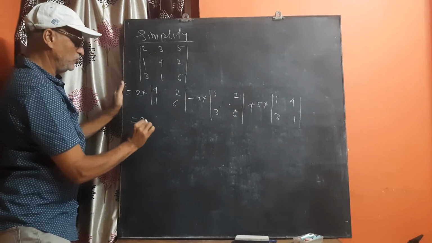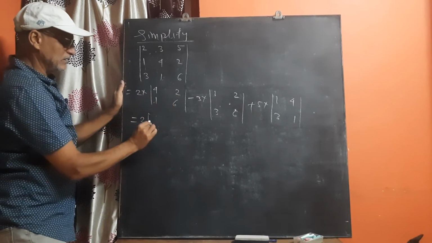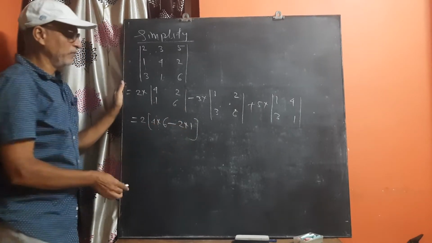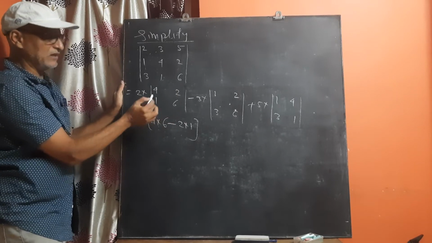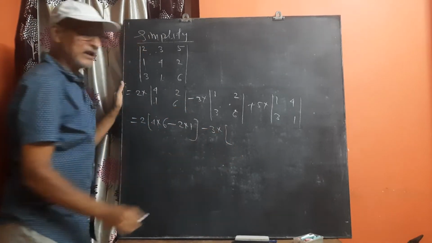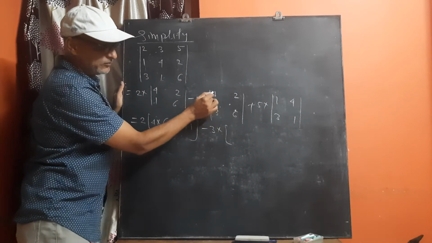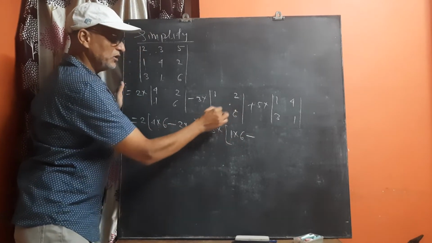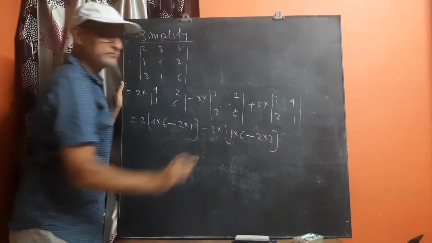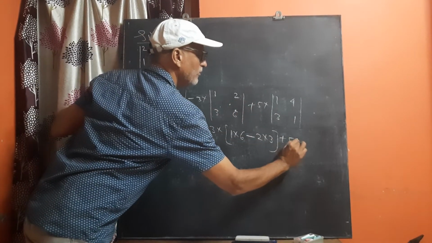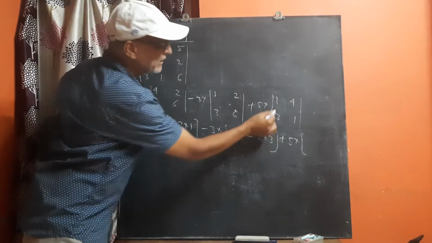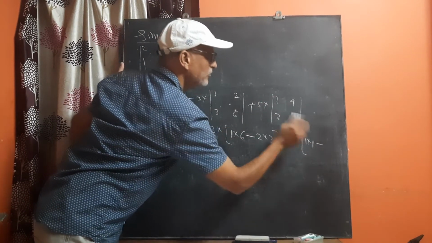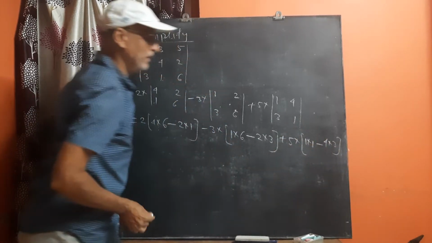So simplify it. 2 into, in bracket, 4 into 6 minus 2 into 1, minus 3 into, again in bracket, 1 into 6 minus 2 into 3, plus 5 into, again, product of forward element 1 into 1 minus 4 into 3, equals to.